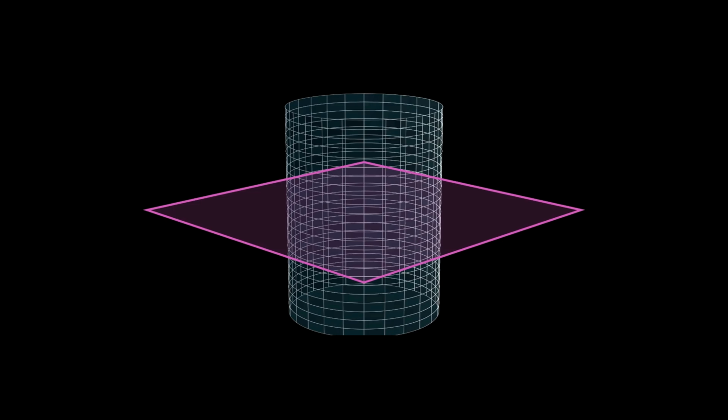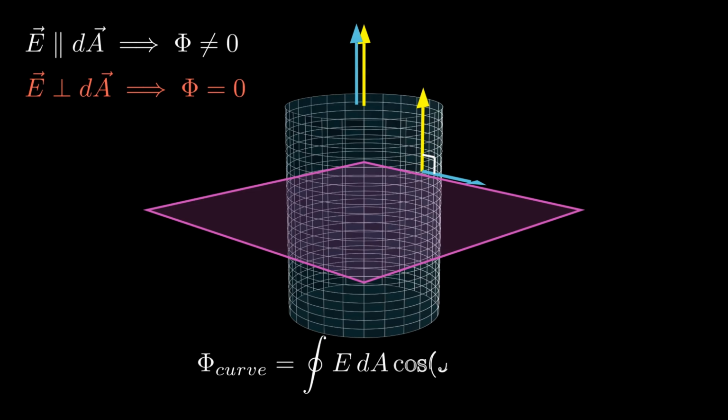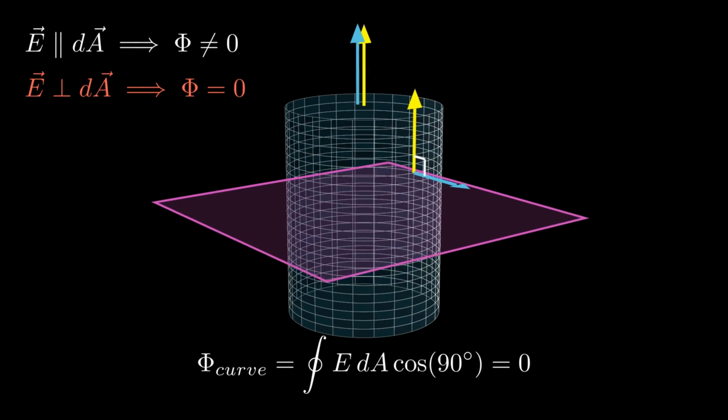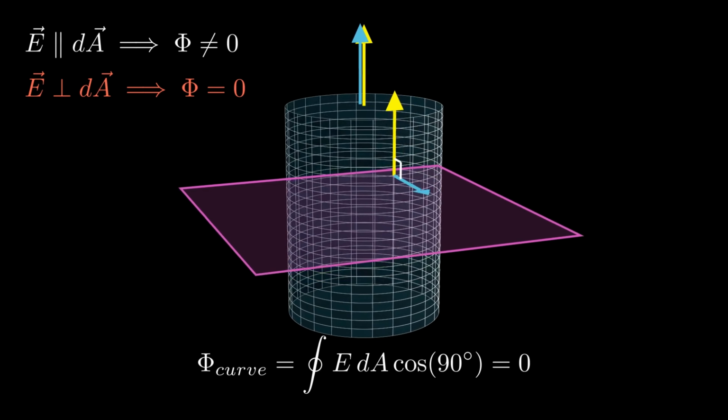But you must wonder, why did we not take the curved parts of the cylinder? If we look closely, the electric field vector and the area vector for the curved surfaces are at 90 degrees to each other. Since flux is the dot product involving the cosine of the angle, and cosine 90 is 0, the curved surfaces contribute absolutely nothing to the total flux.